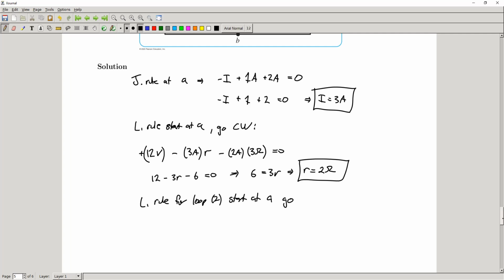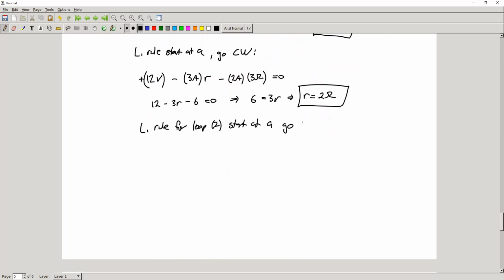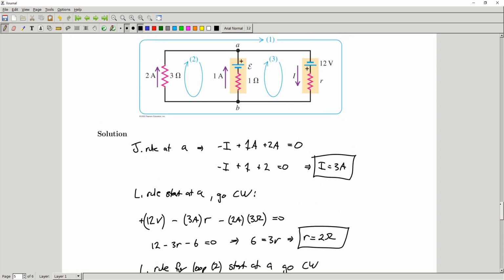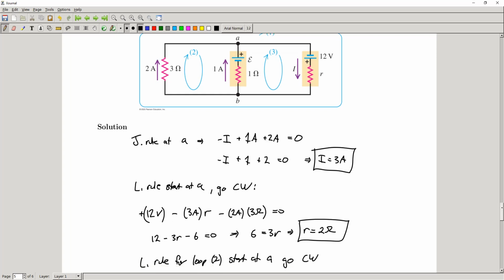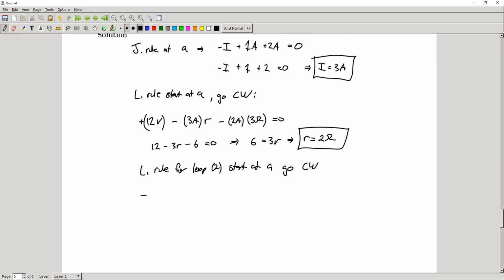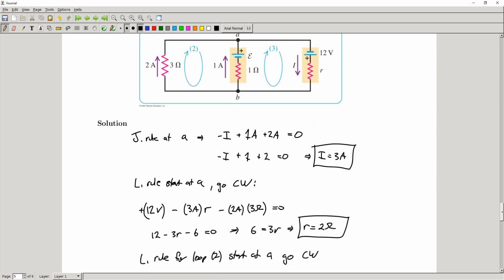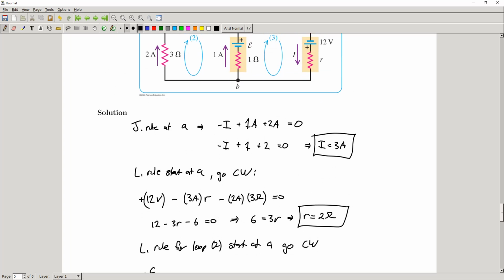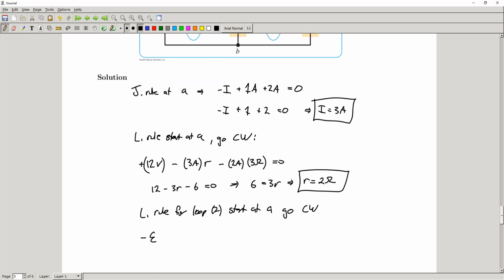Which way do they go, clockwise? They go clockwise. Okay, so what do we get? We're going across the EMF, from positive to negative, so we're going downhill here, and we're going to pick up a minus the EMF. Then we're going across that internal resistor of 1 ohm, and we have 1 amp going in that direction, but we're going in the opposite direction of our current, right? So this is going to be a plus.